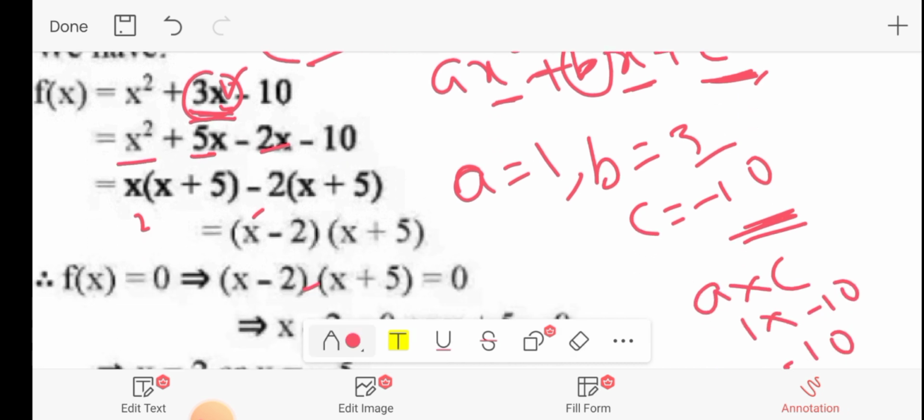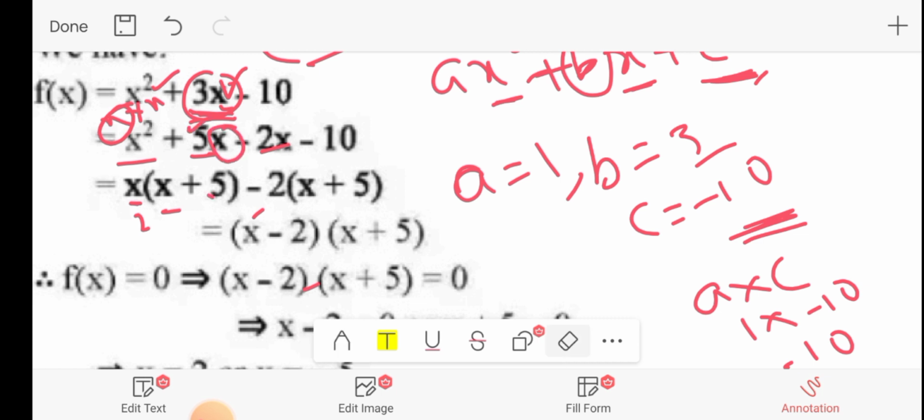From here what can we take common? X. From x square, if we take x common, because x square we can write as x into x. I am explaining in a very simple way so that those who don't know can also understand. So here I have kept x outside. What's left inside? X. From here I have kept x outside. What is left? 5x plus 5.